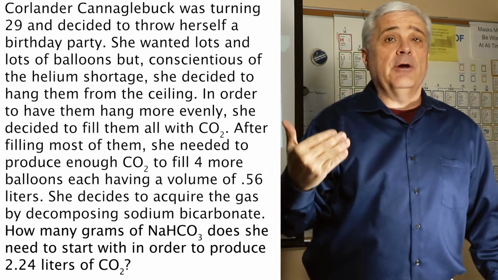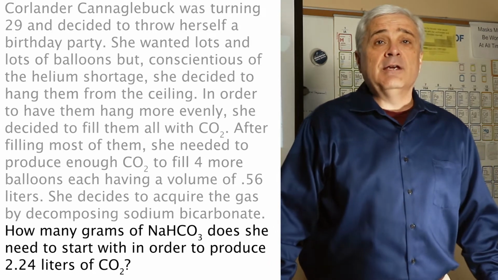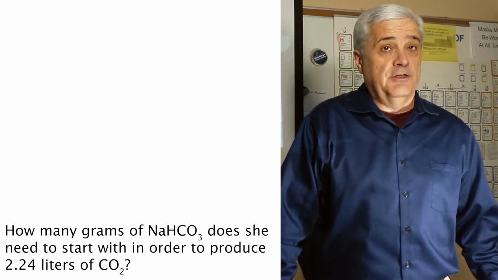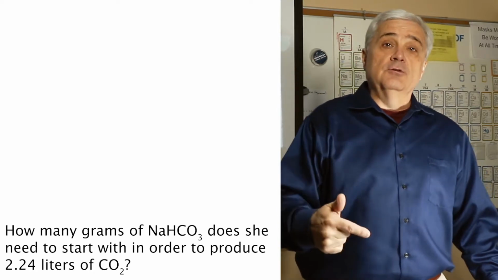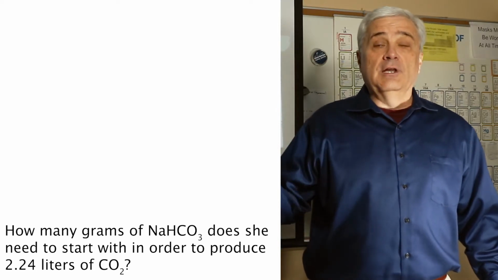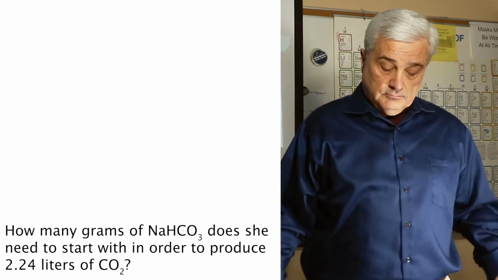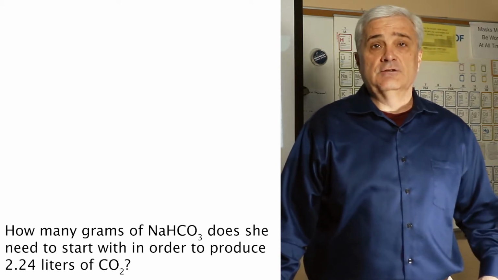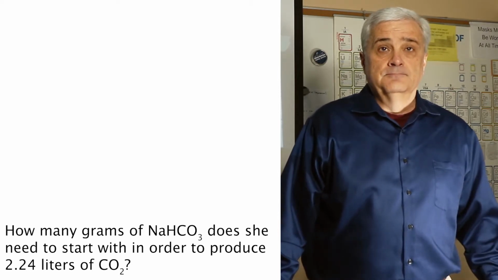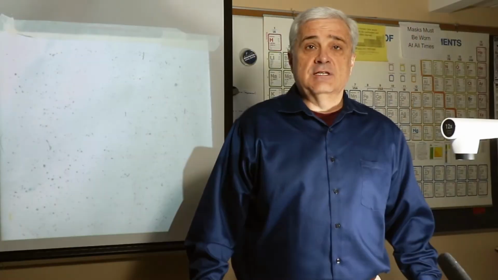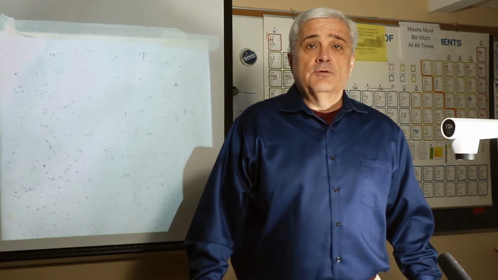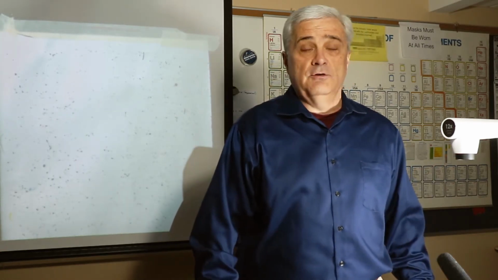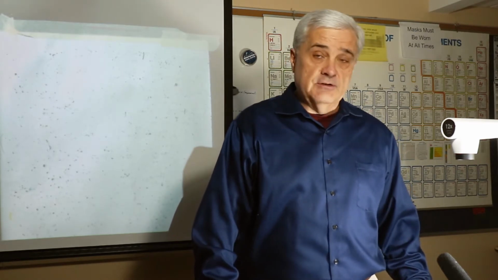What you need is to find the question mark and work backwards and see what you actually are trying to do. So if I go to the end of the paragraph, there's a question mark there that says, how many grams of NaCO3 does she need to start with in order to produce 2.24 liters of CO2? So we need 2.24 liters of CO2. That's not that hard. So we're going to have some grams at some point. It's going to decompose, and we're going to get 2.24 liters of CO2.